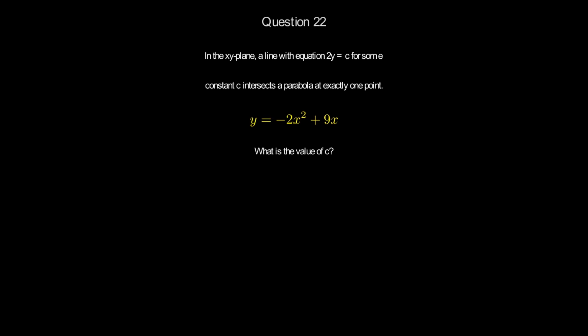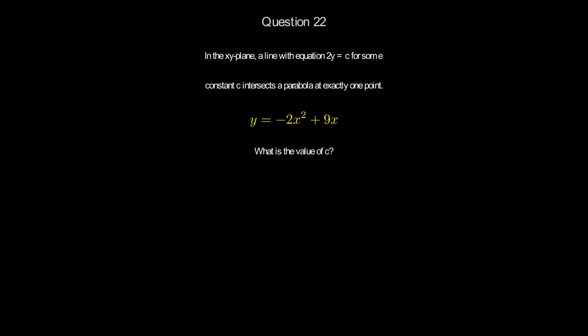Let's move on to question 22. We are given the line 2y equals c, which represents a horizontal line. For this line to intersect a downward opening parabola at exactly one point, it must touch only the highest point of the curve, which is the vertex.